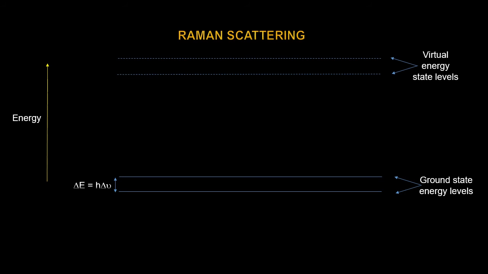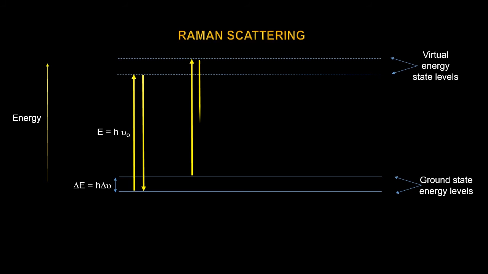Or a molecule present in the first excited state of the ground state levels absorbs radiation with the energy h nu 0, goes to the excited state and then comes back to the ground state by scattering the radiation with the same energy. This type of scattering is called Rayleigh scattering. This scattering is elastic in nature.